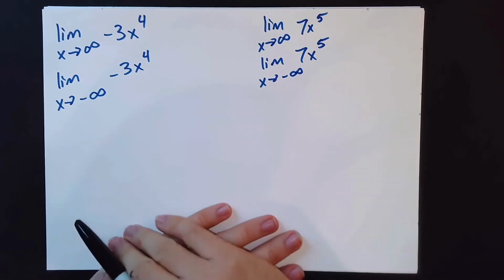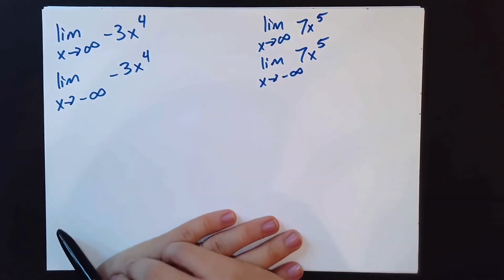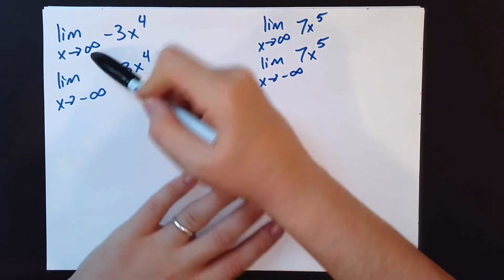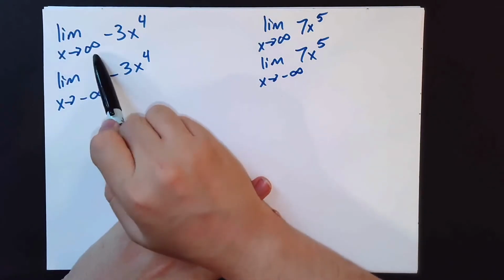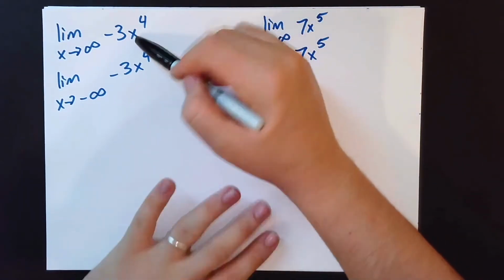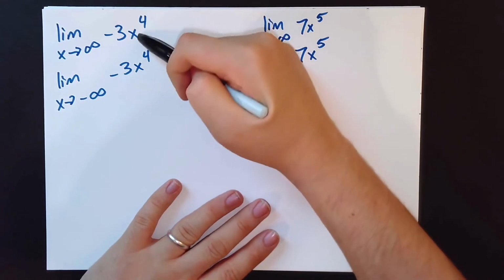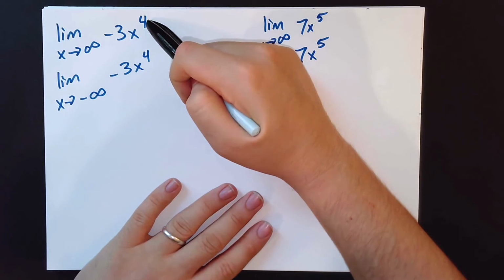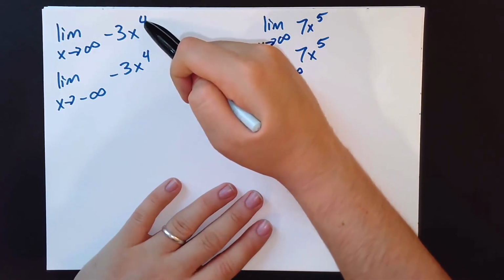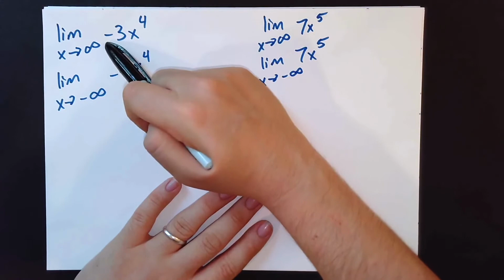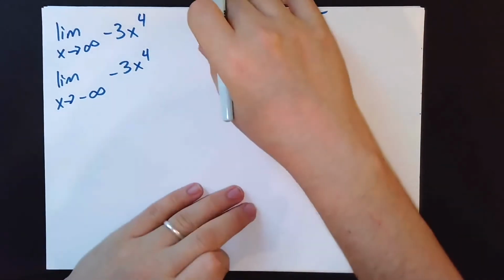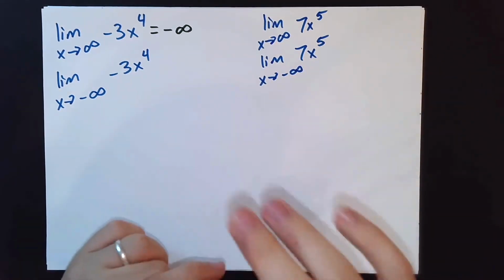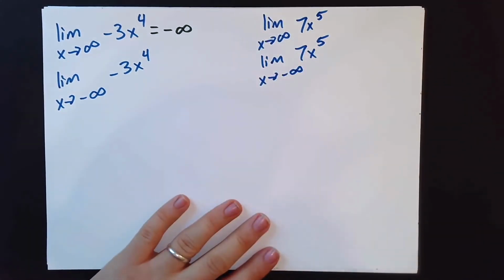These things are also monomials, so we should also talk about what happens for these limits here. Again, x going to infinity, that means I'm thinking of a huge positive input. So x is a huge positive number. If x is a huge positive number, x to the 4th is a huge positive number. And then if I multiply a huge positive number by negative 3, then I end up actually getting a huge negative number. So this is negative infinity.